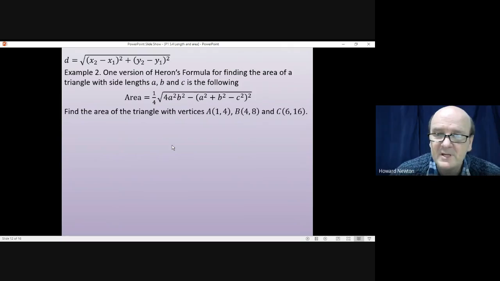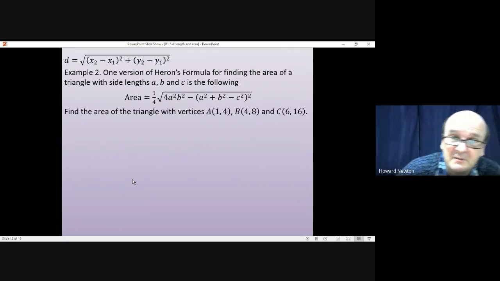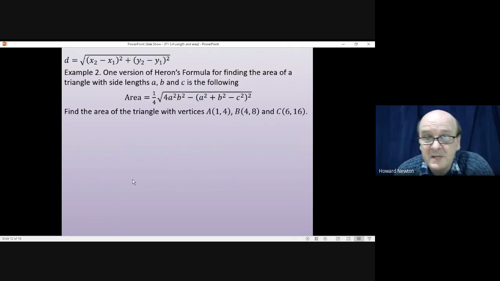Find the area of the triangle with these 3 vertices: corner A is (1, 4), corner B is (4, 8), and corner C is (6, 16). The first thing you'll have to do is find the lengths of the 3 sides, AB, AC, and BC, using the formula for the length of a side, then substitute those into Heron's formula. I'll let you have a go at doing this yourself first. So pause the video, have a go, and then come back to me again when you're ready.